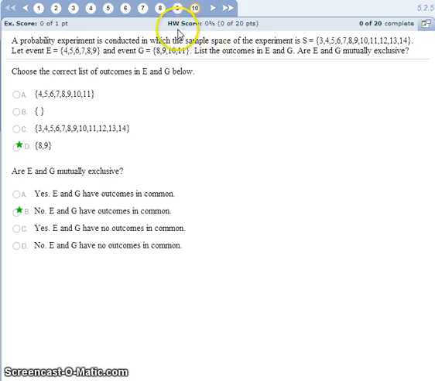For number 10, we have a sample space where all of these numbers are the only possible outcomes. So maybe these numbers are in a hat and we're going to draw one of them out. We're going to say event E is drawing one of these numbers and G is drawing one of these numbers. And then we introduce the term mutually exclusive. And what that means is that E and G are completely excluded from one another. If E happens, it means G couldn't happen. If G happens, then E definitely doesn't happen. They never happen at the same time. They're exclusive from one another.